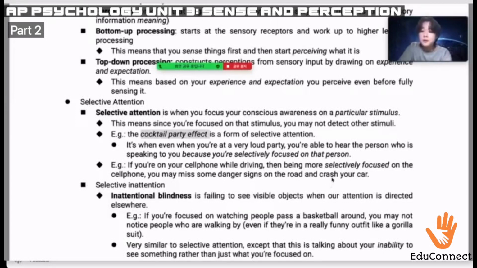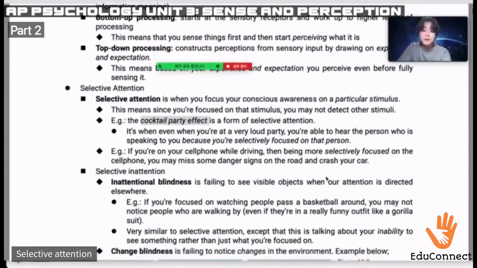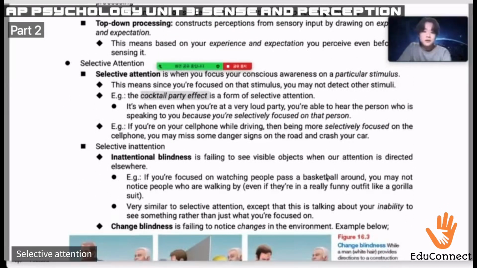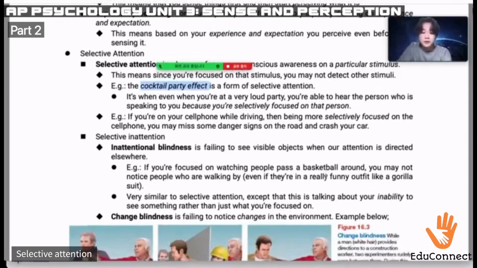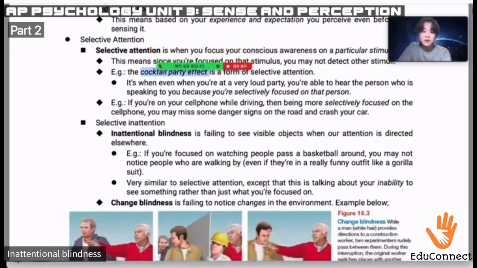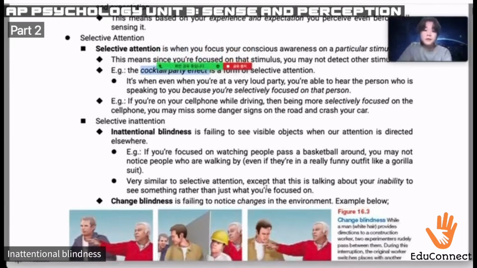As a continuation of the previous lecture, we're going to start with talking about selective inattention in the range of AP Psychology Unit 3. Selective inattention is the exact opposite of selective attention, but it's on the same concept. It happens because of the same concept. There's something called inattentional blindness. This is about failing to see visible objects when our attention is directed elsewhere.